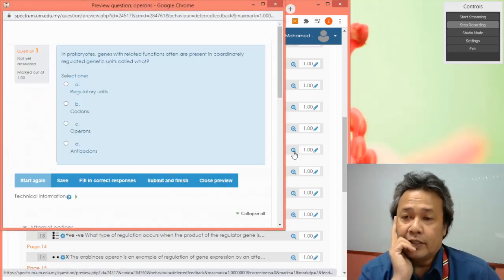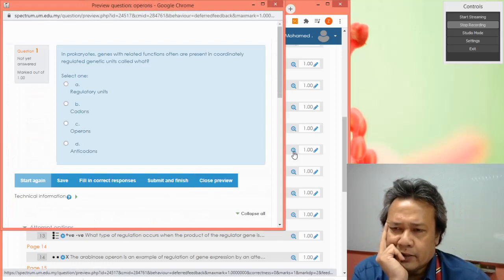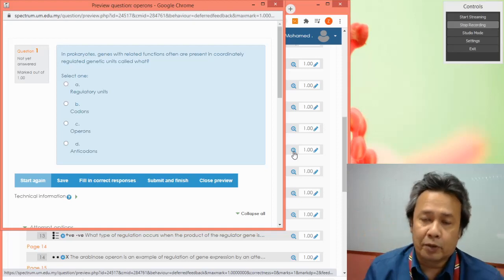In prokaryotes, genes with related functions often are present in coordinately regulated genetic units. Oh, these are called operons. C.